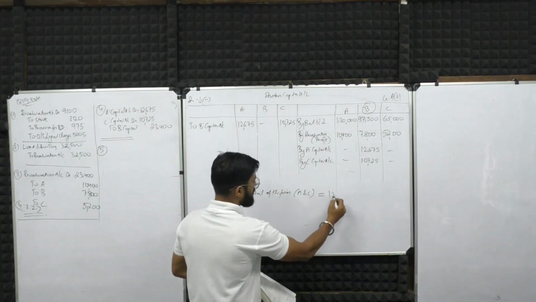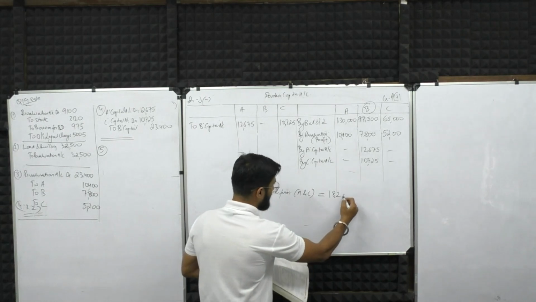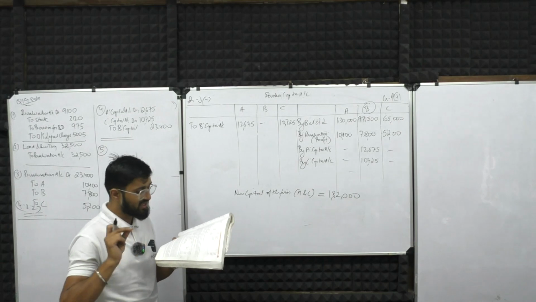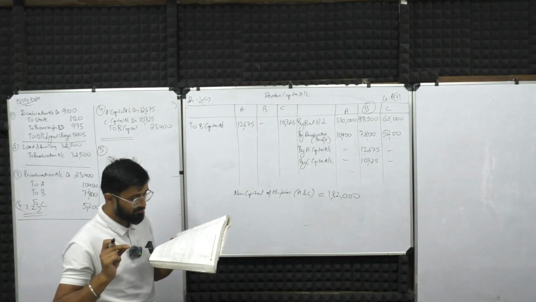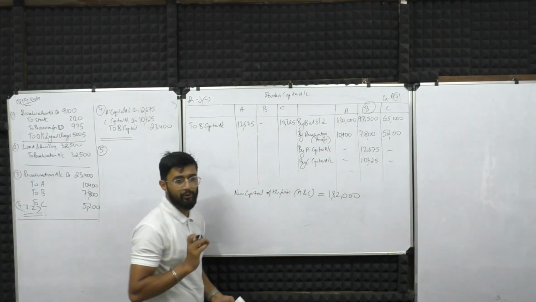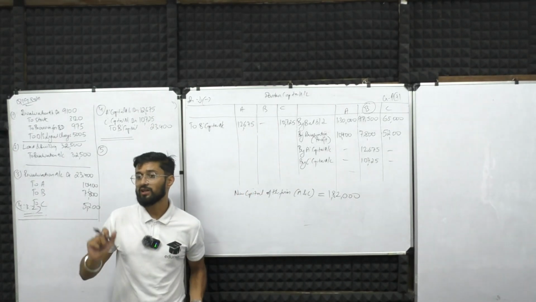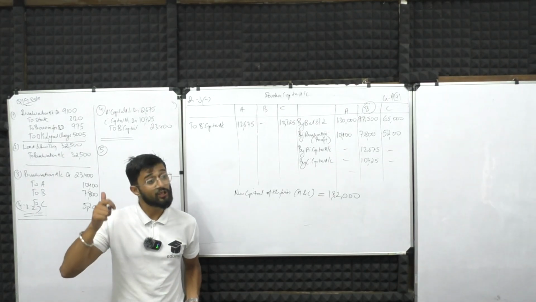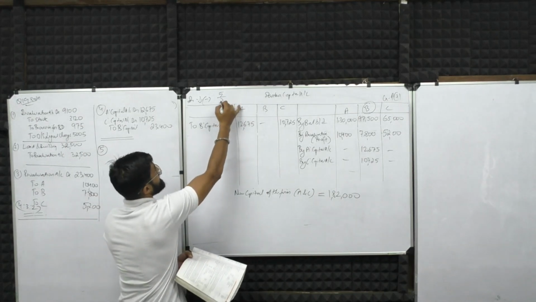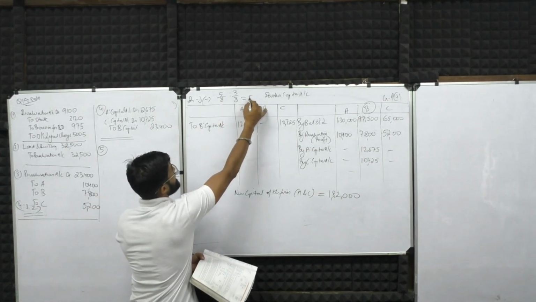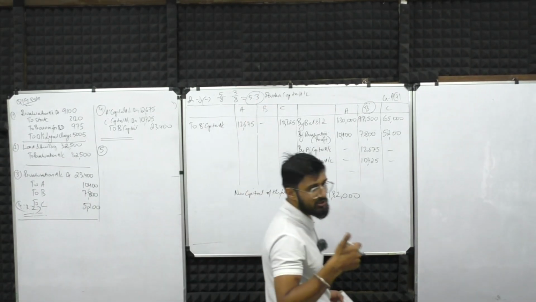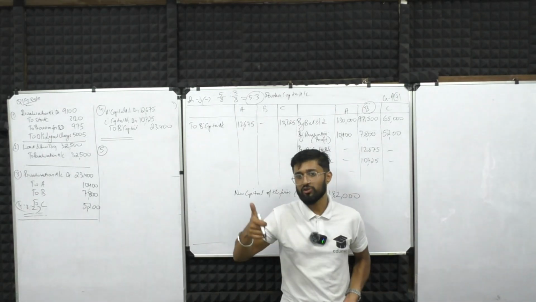So what is the new capital of the new firm? 1,82,000, between A and C in the proportion of 5/8 and 3/8. This capital will be distributed between A and C in which ratio? In the new profit sharing ratio, which is 5/8 is to 3/8, which is 5:3. New capital will always be distributed in the new profit sharing ratio.